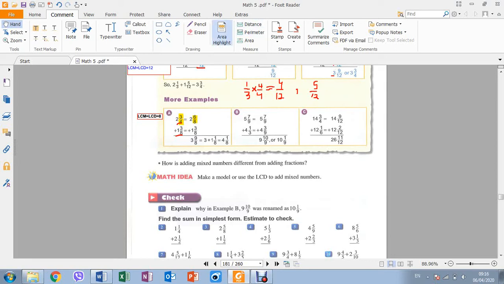Look at the second one. The second fraction is 3/8. Our denominator is 8. Okay, don't touch it. Now we add them, okay? So the first step, we need to add these two mixed numbers together. Look, we have these two mixed numbers. 2 plus 1 is what? 3. Equal to 3.